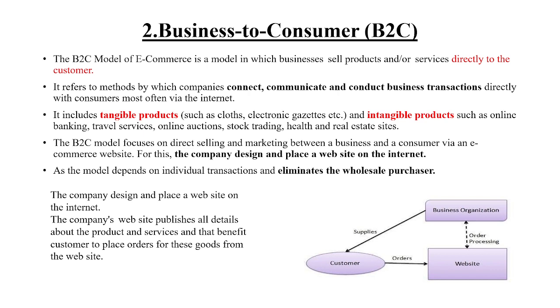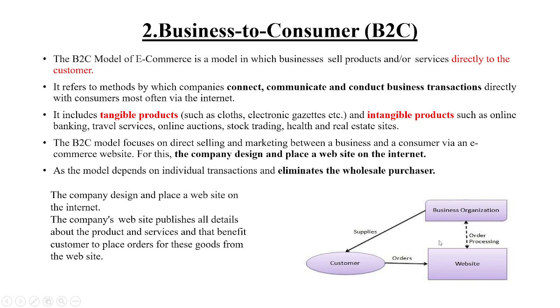So in this model, he not only sells tangible products, he sells intangible products even. Tangible products are such as clothes or electronic gadgets, and intangible products are such as online banking, travel services, online auctions or stock trading or health and real estate sites. So the B2C model focuses on direct selling and marketing between a business and the consumer via e-commerce websites. For this, the company is going to design and place websites on the internet. So this model completely eliminates wholesale purchases.